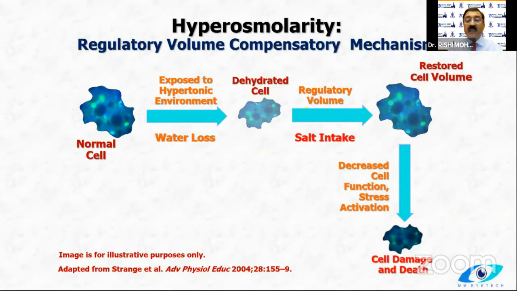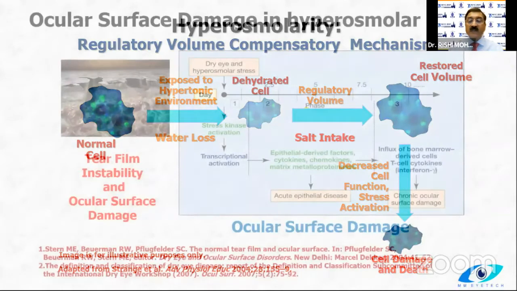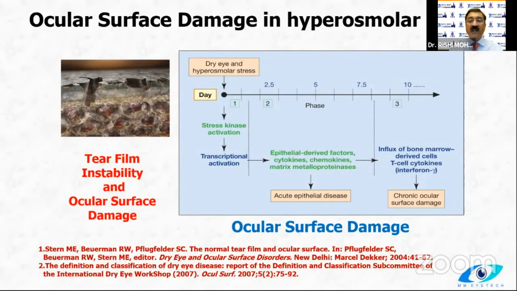However, the salts are metabolically active, and they decrease the cell function and cause stress activation, which then leads to cell damage and cell death. This ocular surface damage starts fairly early in the whole process.